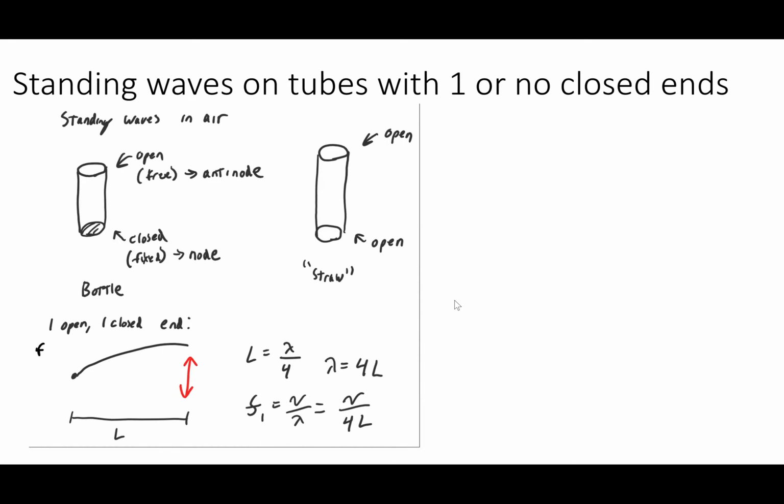And so these boundary conditions of what each end of the container looks like determines whether the standing wave has a node, which is a fixed point, or an antinode, which is a point with a large displacement over time. So for the bottle, right, one closed end, one open end, we had one node and one antinode. So that meant our fundamental wavelength was 4 times the length of the container.